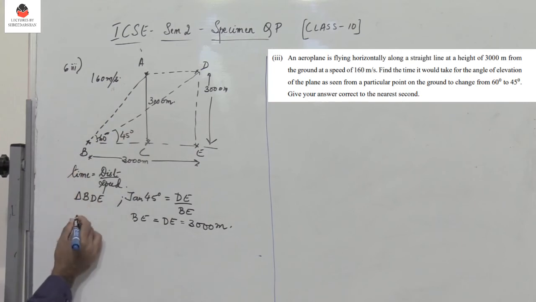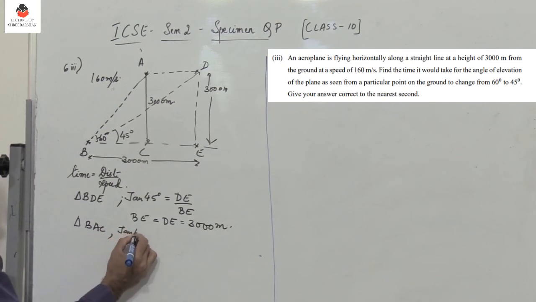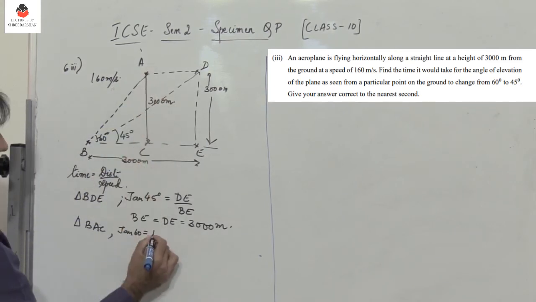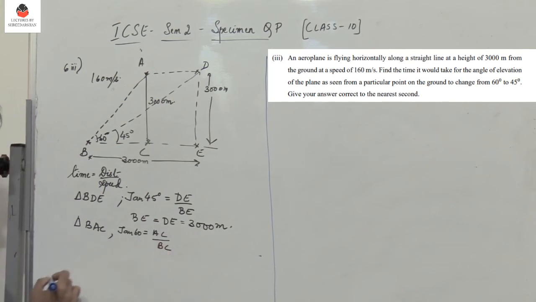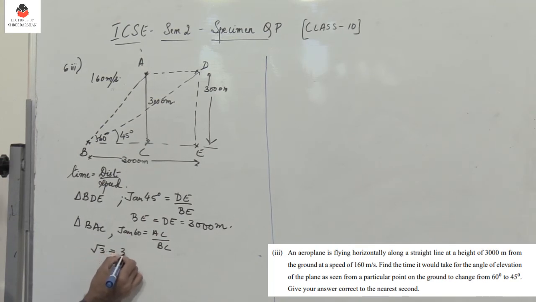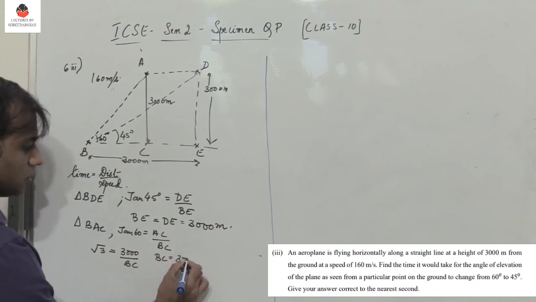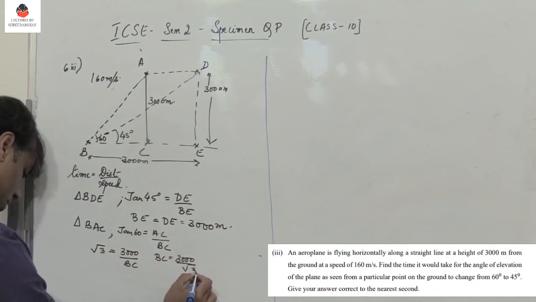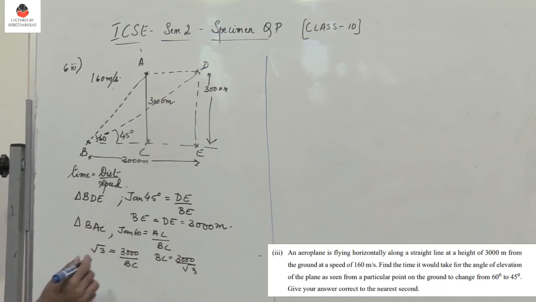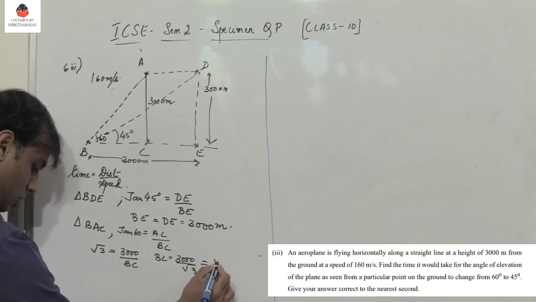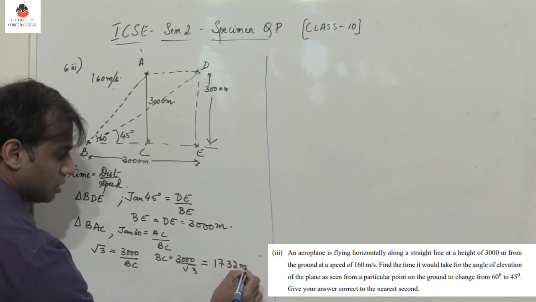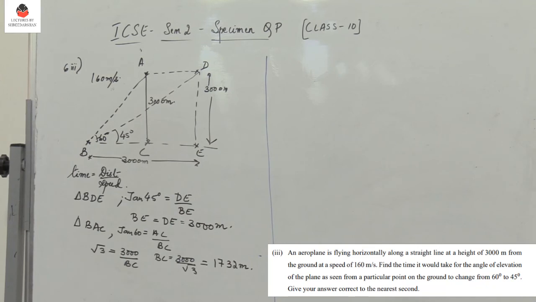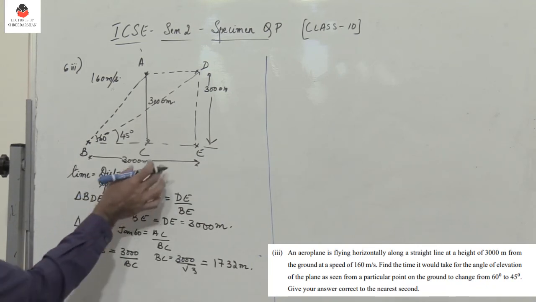Now let me consider this triangle. So triangle BAC. So tan 60 is equal to AC by BC. Right? So tan 60 is root 3 equals AC is 3000 by BC, or BC equals 3000 divided by root 3. Okay, so this will approximately be equal to 1732 meters. Please calculate. Now I need to find this distance.